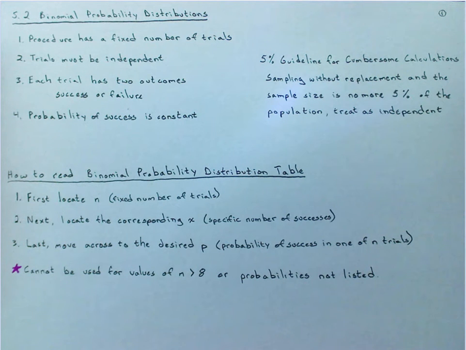One thing I want to point out is that the table that Triola has in the book, you need to use that because there's rounding in other tables. So use his, that way you get the correct answer whenever you type it in. It cannot be used for values of n greater than 8 or probabilities not listed, and I'll show you that on the table. So I'm going to pull up the table here.